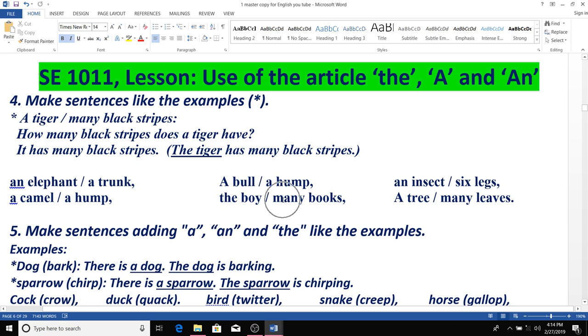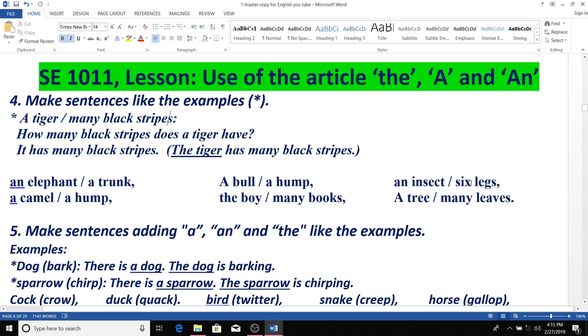How many books does the boy have? Let me repeat the practice, okay? How many books does the boy have? The boy has many books. He has many books. Okay.